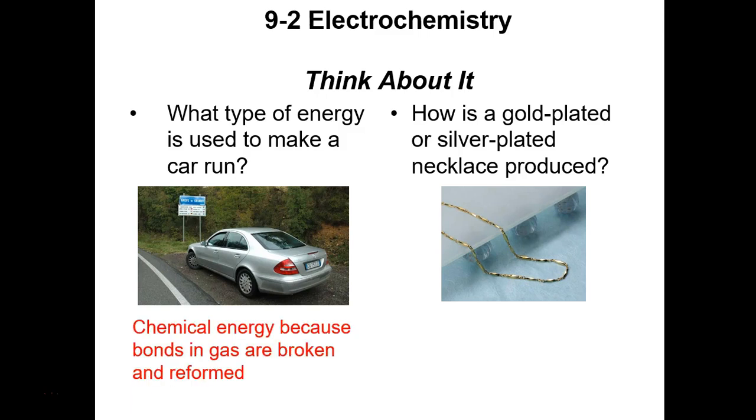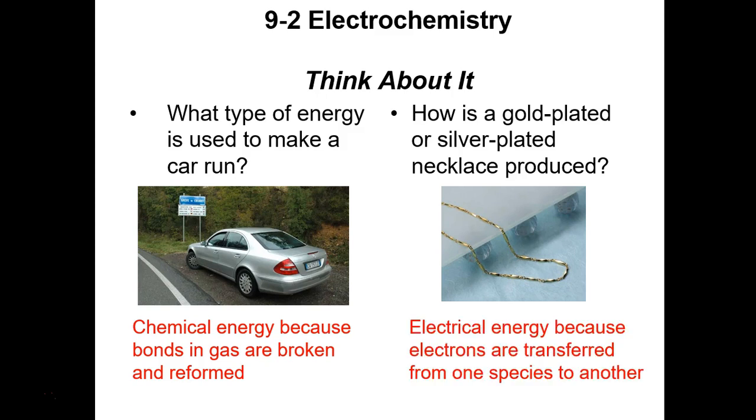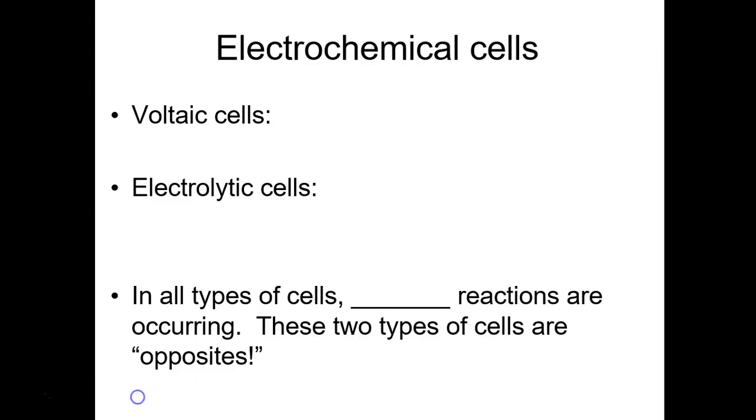Okay, so cars run on chemical energy because the bonds in gasoline are broken and then reformed, and that's how the energy is produced. But electroplating works with electrical energy because it's caused by the transfer of electrons from one species to another. And those two forms of energy are what we're going to focus on in this discussion.